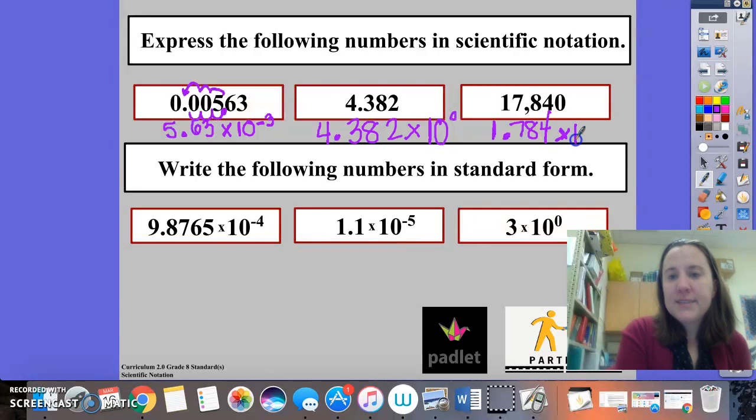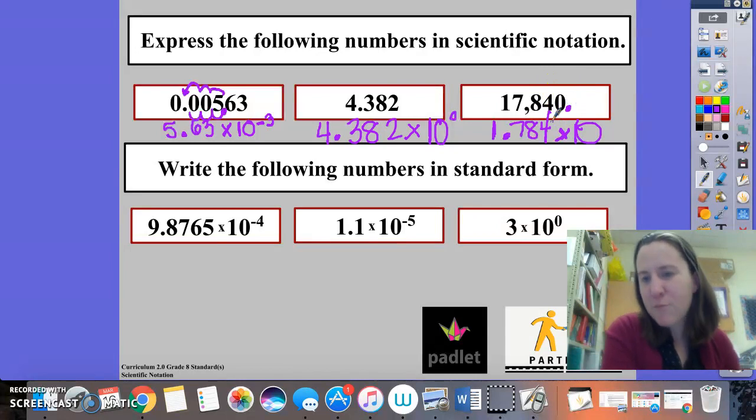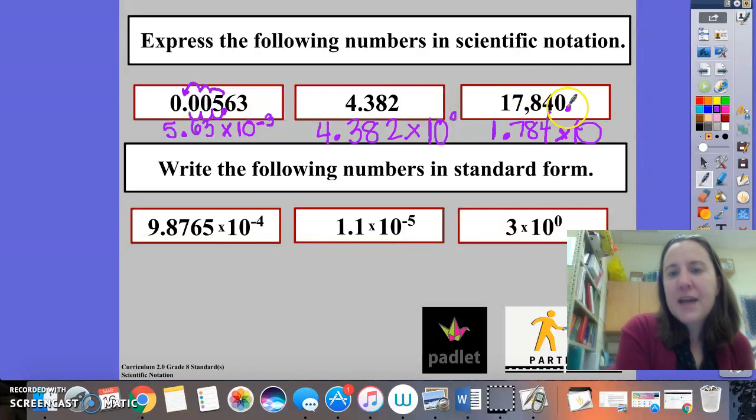Now let's talk about how many places I had to move that decimal. It started out here even though you can't see it. Remember, when you can't see a decimal point, it just means it's at the end of the number. So I had to move that decimal back 1, 2, 3, 4 places. 10 to the 4th power.